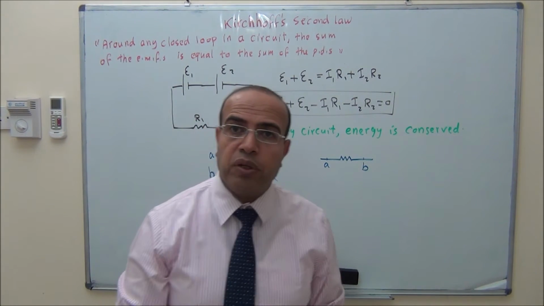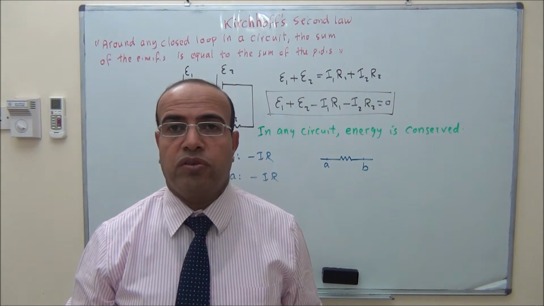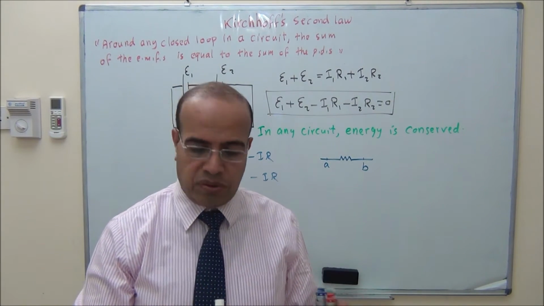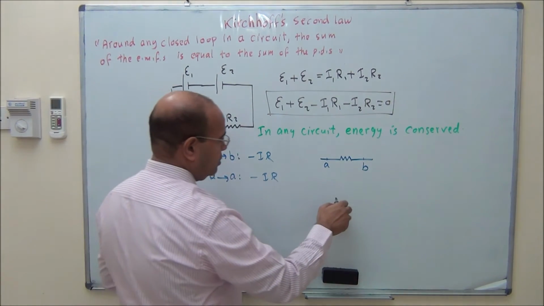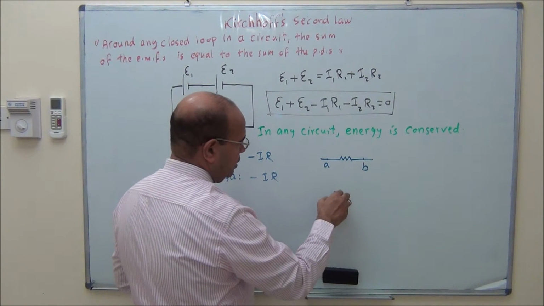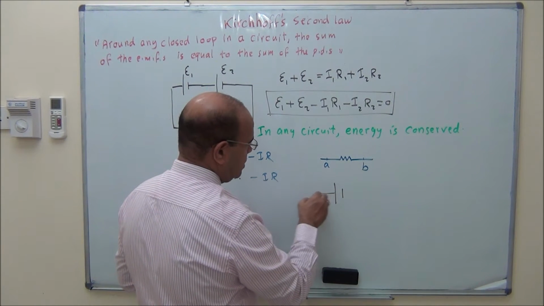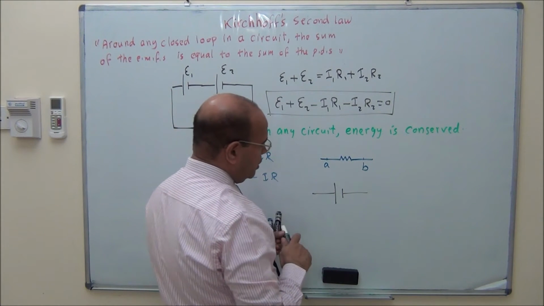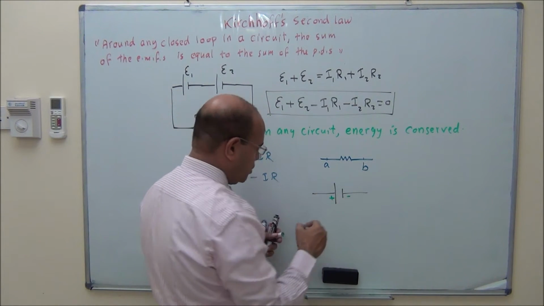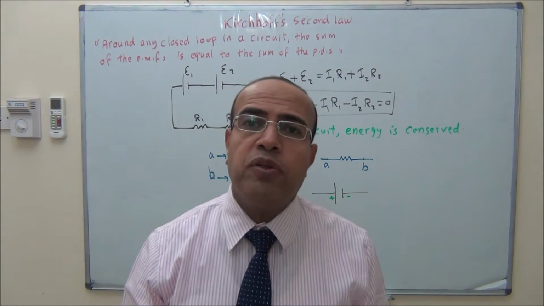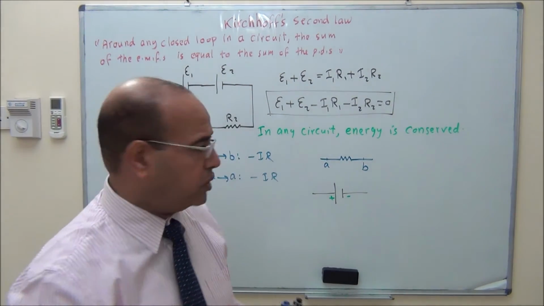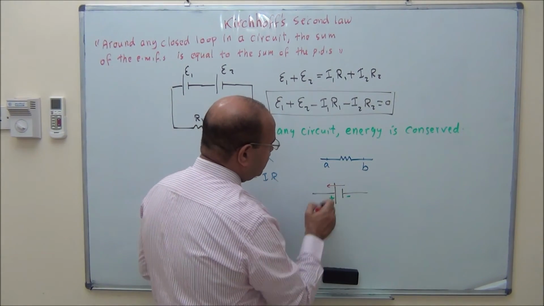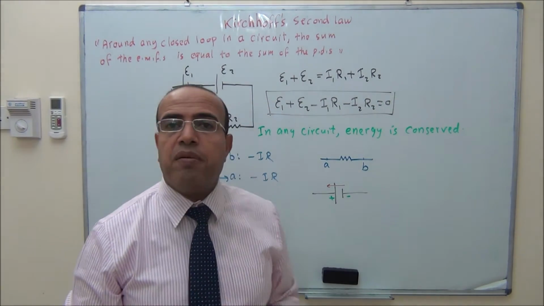What about the cell? Because in Kirchhoff's second law, we will have a cell and a resistor. This is a cell, so it has a positive and a negative terminal. The small line is negative and the big line is positive. We assume that the movement of electrons is from negative to positive. So we assume that this is the positive direction of EMF.